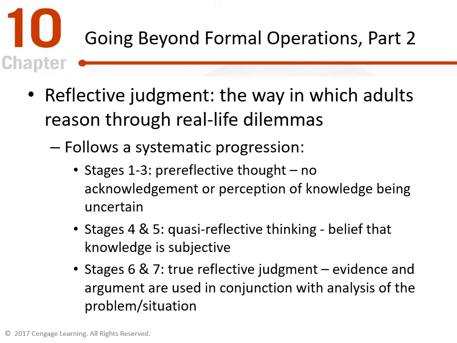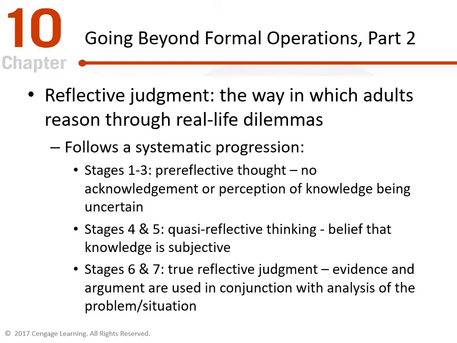Stages 1 through 3 are pre-reflective thought, no acknowledgement or perception of knowledge, being uncertain. And during this phase, they may realize that some problems exist that do not have an absolute correct answer. So you're knowing that there is not one theory to development. So knowing that would be stages 1 through 3, knowing that there's more than one theory to development.